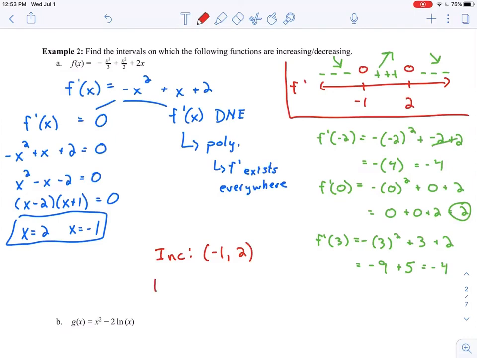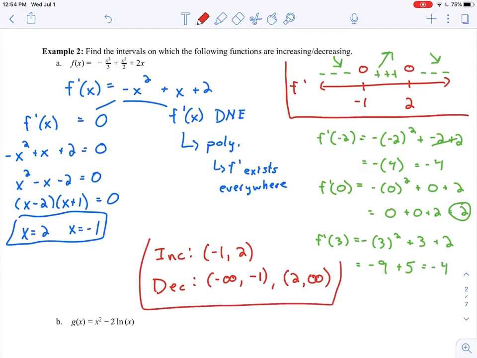And then our function is decreasing wherever we have a negative derivative. So we had a negative derivative on the left-hand interval, which was -∞ to -1, and on the right-hand interval over here from 2 to +∞. So 2 to +∞ there. And there is where my function is increasing and where it is decreasing. So that's very, very cool.